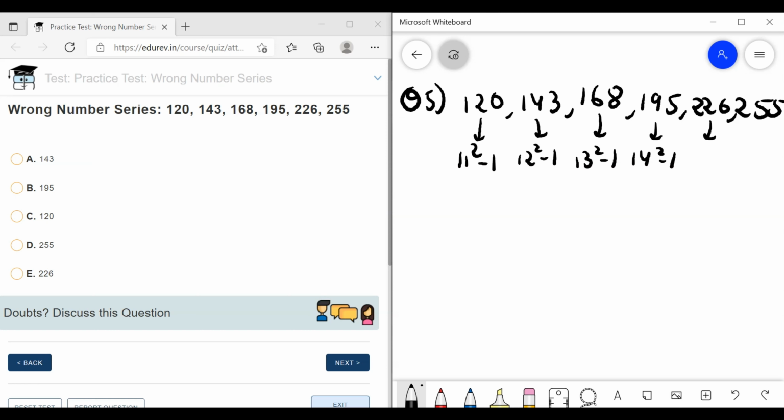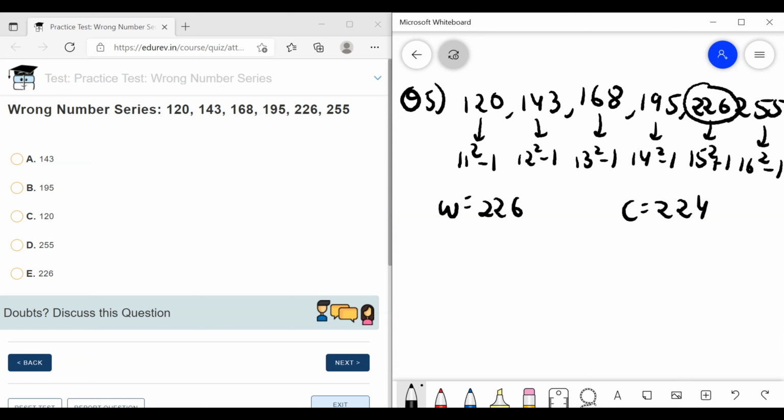But here the pattern is being broken because 15 square is 225 and we have to add 1 here to get to 226. While once again here the pattern is being formed, 16 square minus 1. So it's a very easy answer that 226 is the wrong number here. So our wrong number is 226, while our correct number should be basically 225 minus 1, which is 224. Great. So here our wrong answer would be option E, 226.